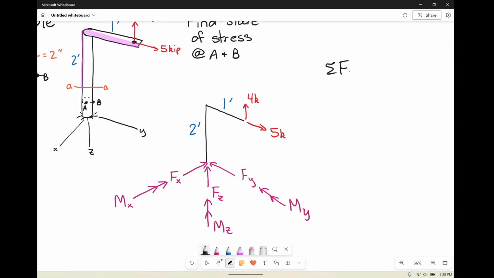All right, so we're going to sum the forces in the X direction and set it equal to 0. Well, how many forces are going in this direction? Just Fx.